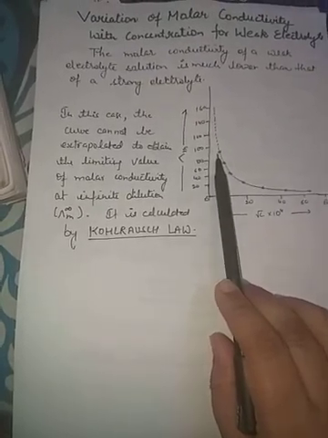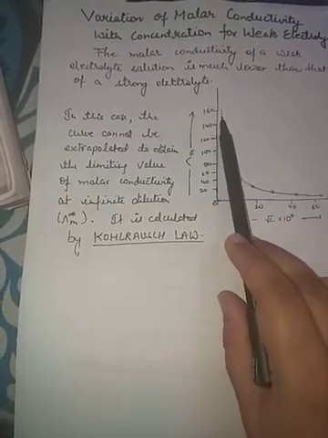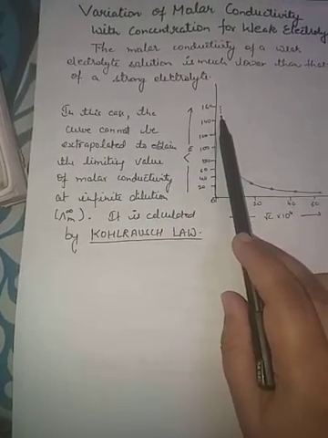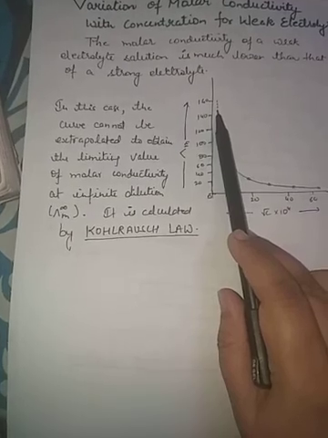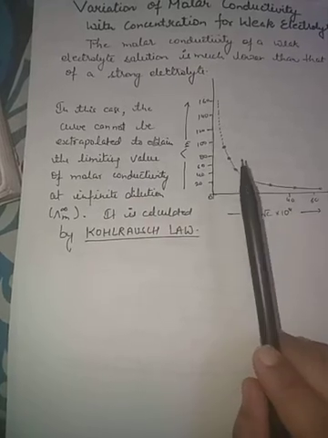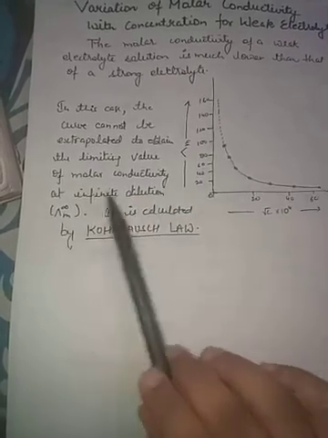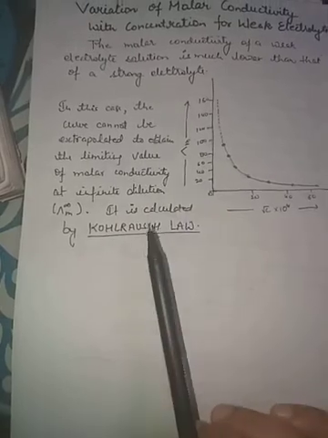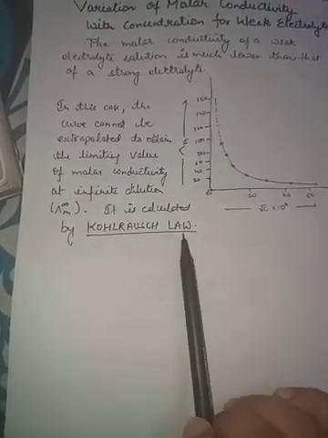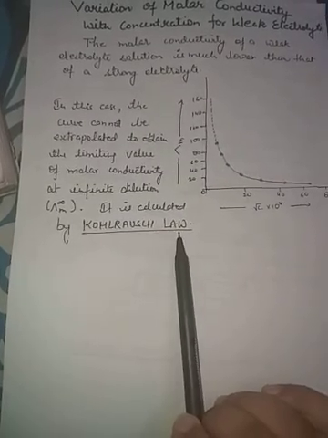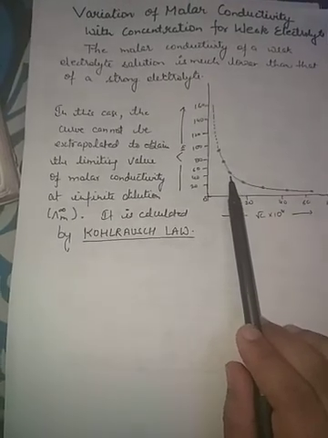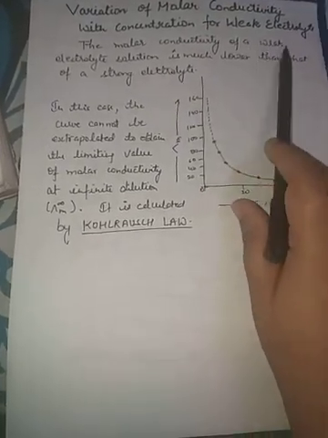But here, if you see, the graph will not come to this point. It means we cannot calculate the molar conductivity at infinite dilution just by extrapolating this graph. For calculating the molar conductivity at infinite dilution, we'll study Kohlrausch's law, and that law will help us calculate the molar conductivity at infinite dilution for weak electrolytes.